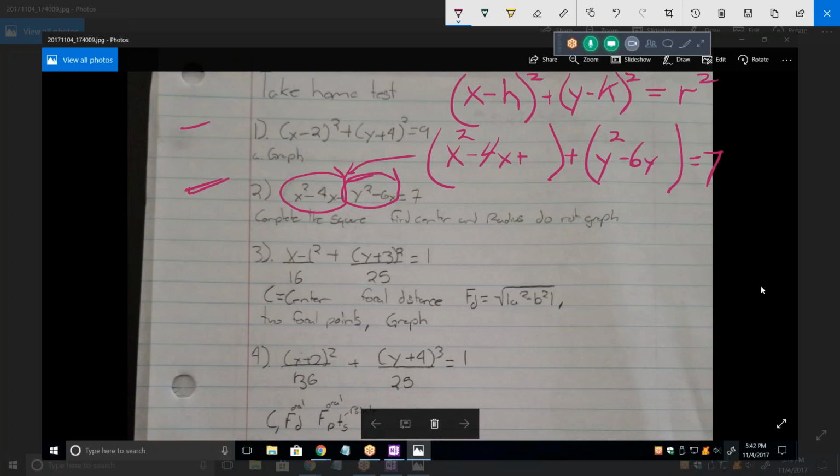So all I've done is put some parentheses around it, separated, kept my x terms together, kept my y terms together. But the most important thing is I haven't changed anything. Always. Never change it from line to line whenever you're completing the square. That's the most important thing to do, is to make sure you have not changed anything.